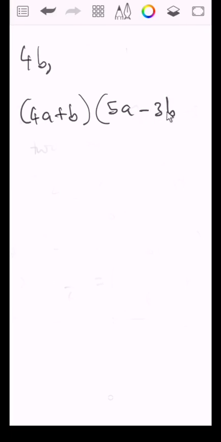Rather, let us go on to the next question. 4b says remove brackets and simplify. We have bracket 4a plus b, times bracket 5a minus 3b.